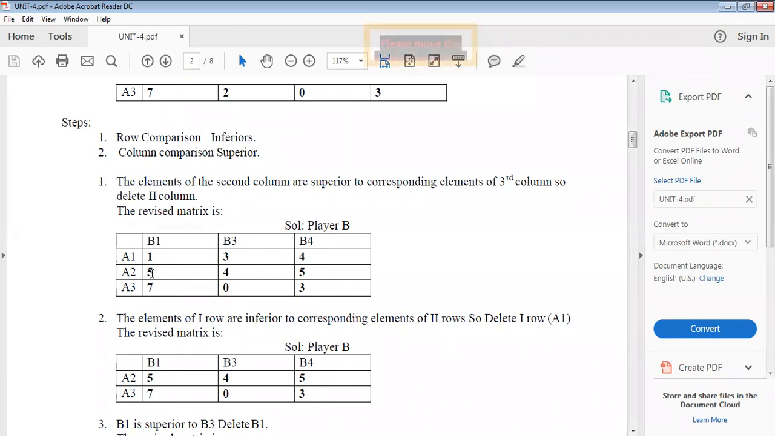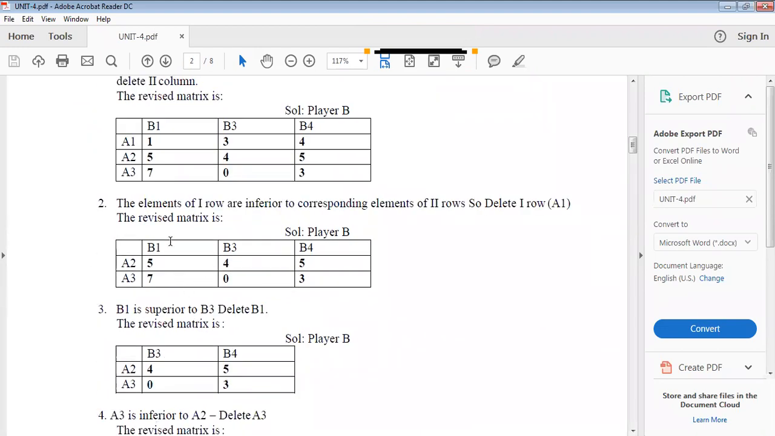Whereas if you take this 5 and 1, 1 is inferior; 4 and 3, 3 is inferior; and 4 and 5, 4 is inferior. The inferior row will go out automatically. 5, 7, 4, 0, 5, 3 are left. Again, go for the column-wise. 5, 7 is dominating 4, 0, and 5, 3. These are the larger elements compared to the others. And 5 is dominating 4, and 7 is also dominating, so column-wise, the column will go out automatically. 4, 0 and 5, 3.